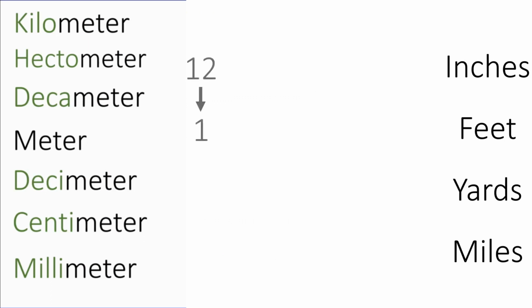The imperial system consists of inches, feet, yards, and miles. The conversion factors were 12 inches to a foot, 3 feet to a yard, and 1,760 yards to 1 mile.